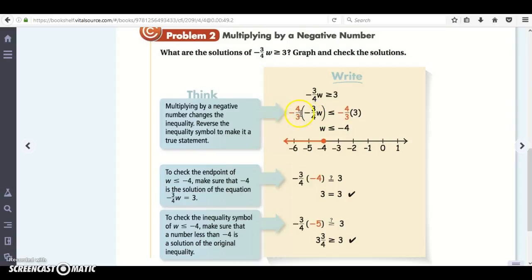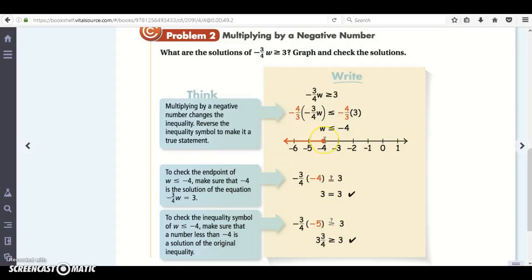Whenever I multiply my inequality by a negative, my inequality flips. So notice here it is greater than or equal to. Now it's less than or equal to. So I get, of course, these cancel out. W is less than or equal to. And when I multiply negative 4/3 times 3, the 3's cancel out, and I'm just left with negative 4.